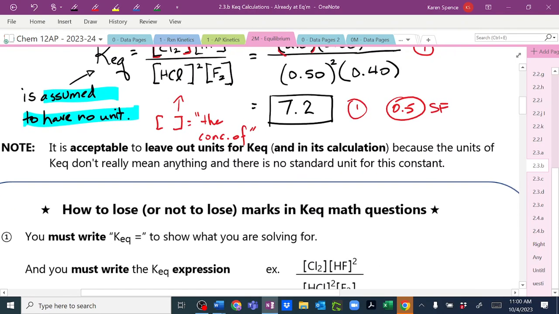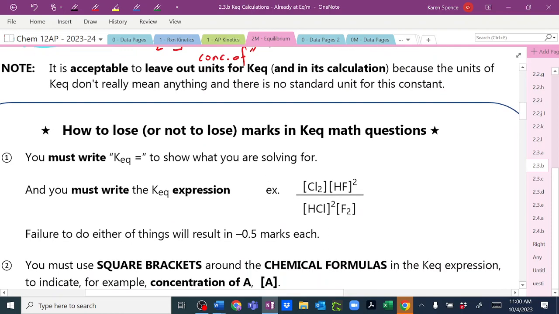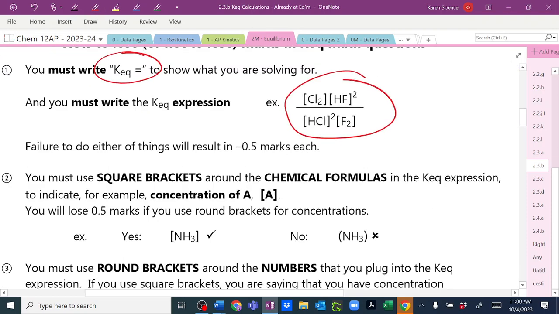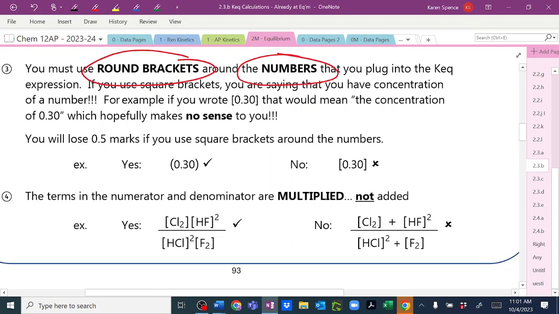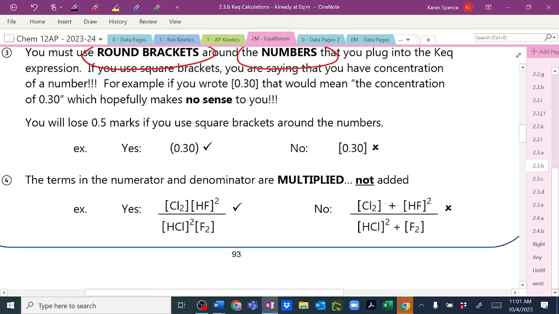It is acceptable to leave out units for KEQ and its calculation because the KEQ units don't really mean anything and there's no standard unit. How not to lose marks? Well, we've already talked about all this. You have to write KEQ, you have to write this, square brackets, round brackets around the numbers. Okay, everything we've already talked about.